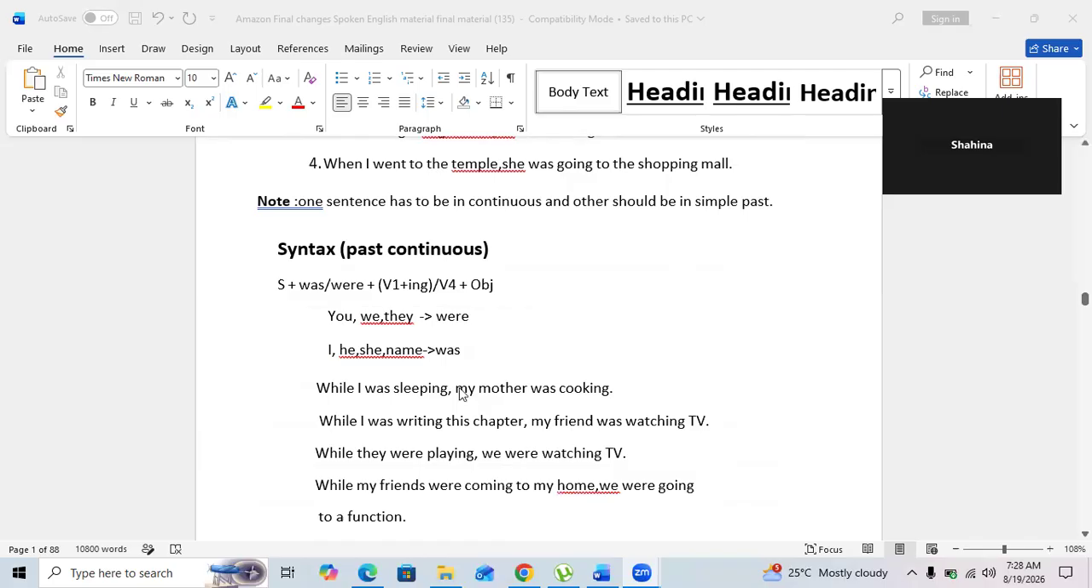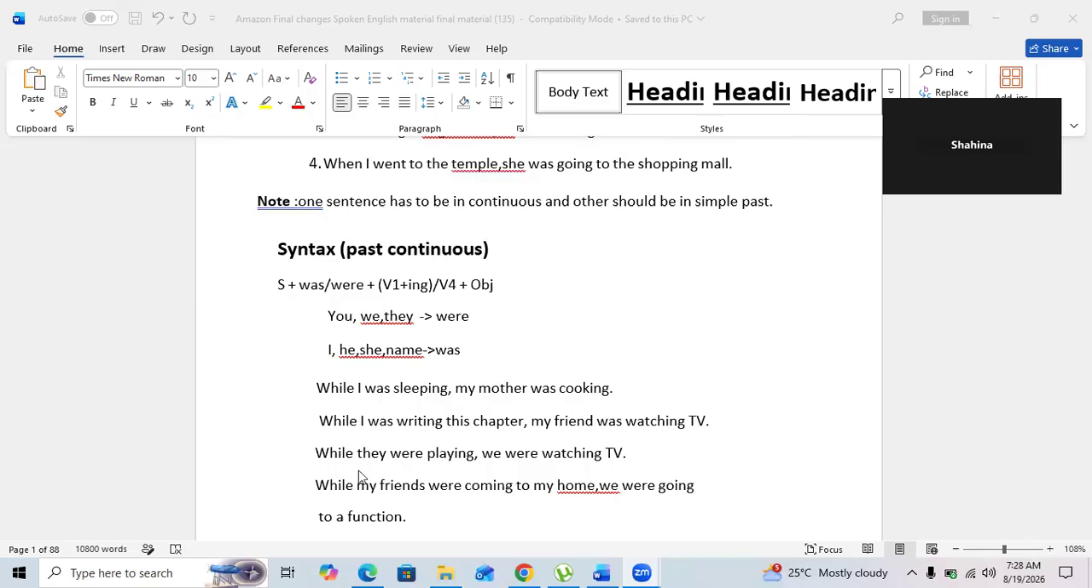While I was sleeping, my mother was cooking. So this is another concept related to past continuous. Let's say if two things were happening parallelly in the past, then you have to use the concept of while. While I was sleeping, my mother was cooking. While I was writing this chapter, my friend was watching TV.